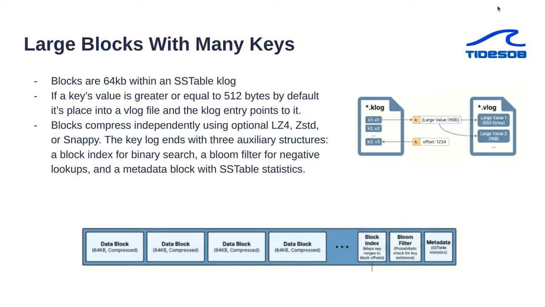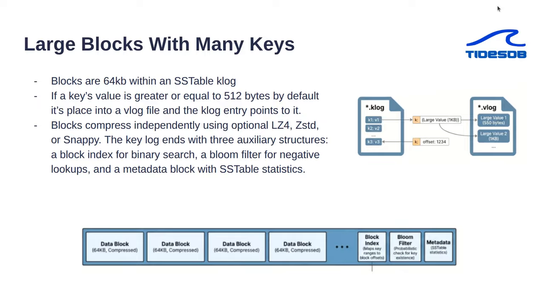The klog has 64 kilobyte blocks that store a bunch of keys. A key can have an inline value up to 512 bytes, but once it exceeds this value, that value is going to be put into a vlog, and the klog is only going to store its offset. So when we seek to that key and we have to get the value, we're going to have to read the vlog, because it's a bigger value.